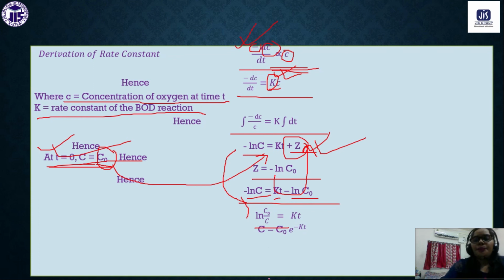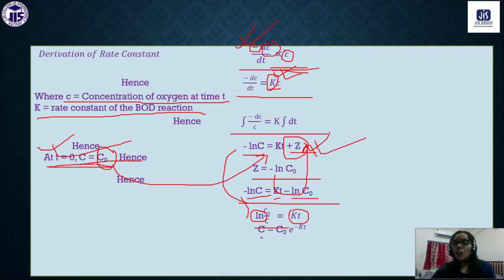Now what? After this ln C0 by C equals KT, if we want to remove this ln, what will happen? The base. What is the base of the ln? That is e. e is the base of the ln. So if we remove this ln, it should be e to the power KT. This KT will be the power of the e base, right?